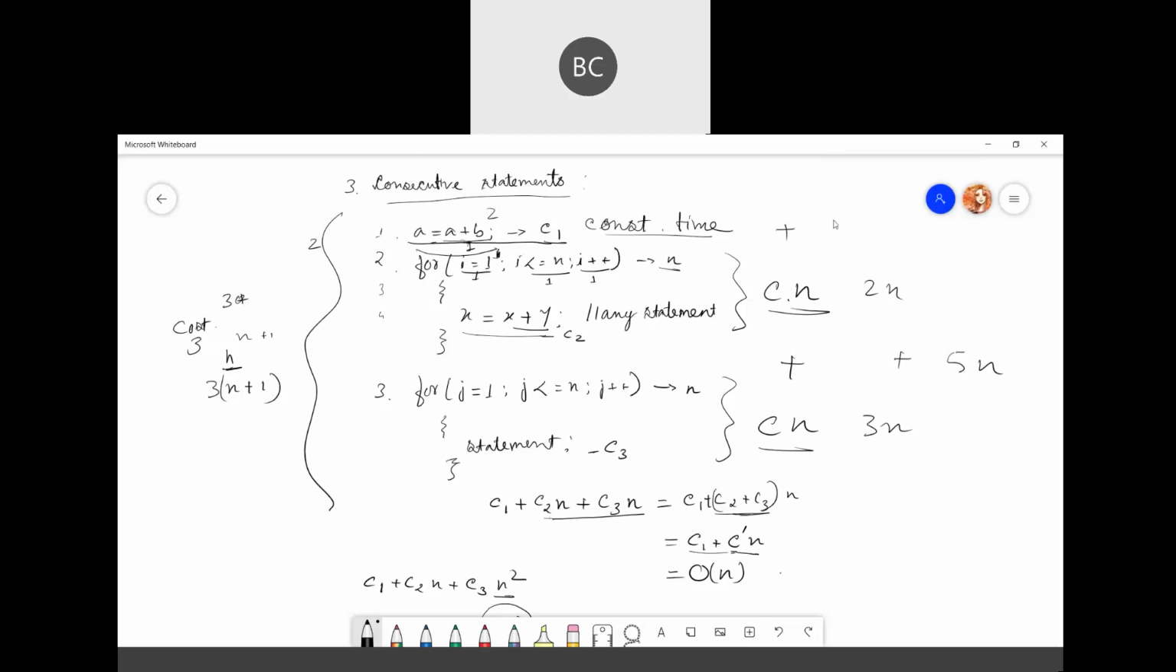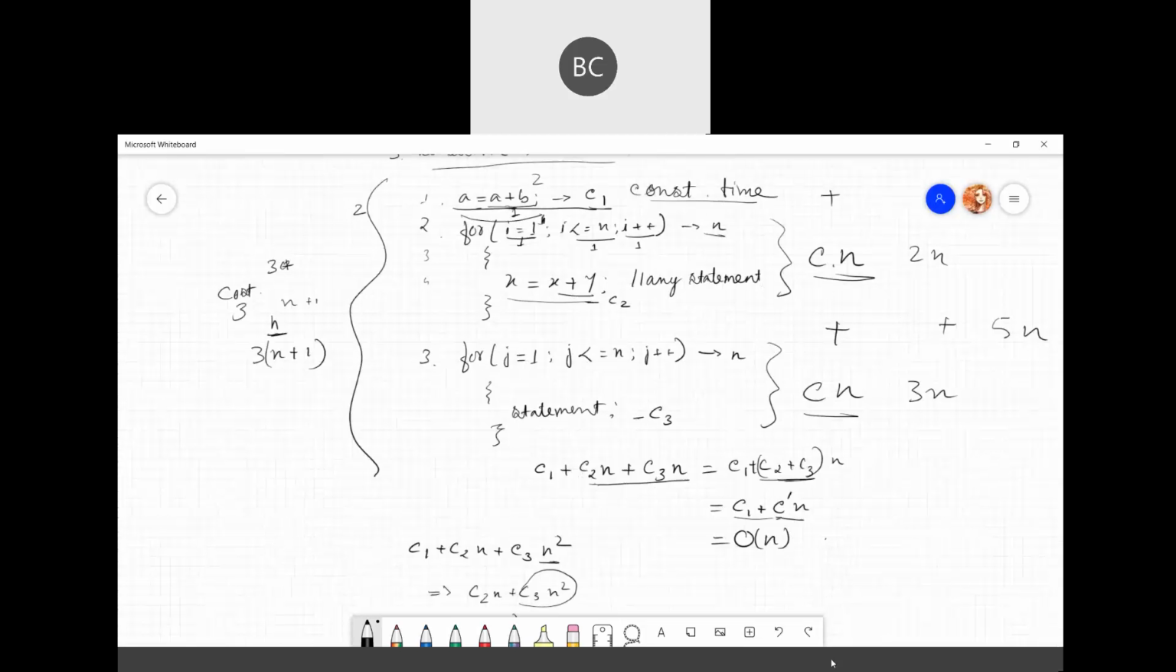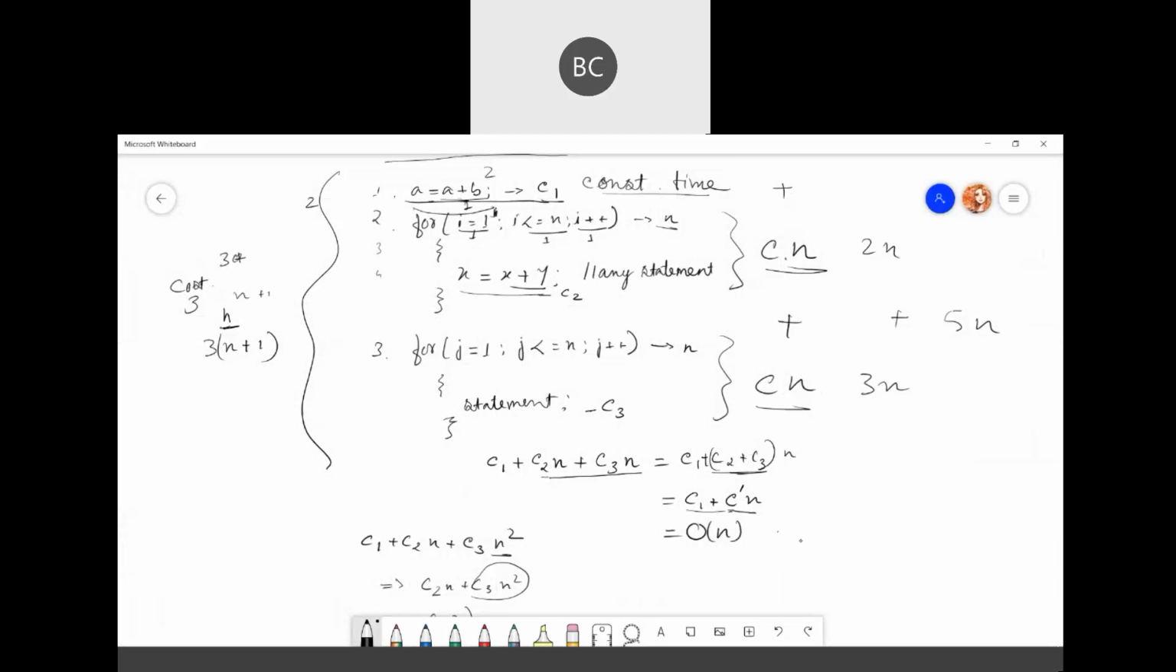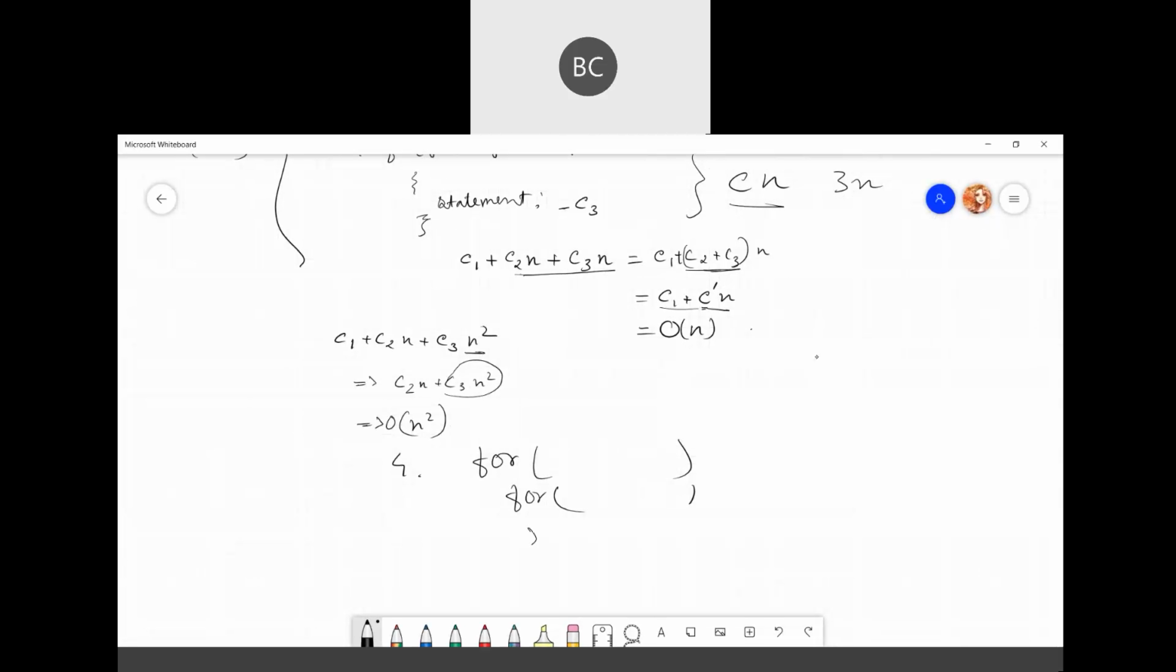In a nested for loop, since there are inner and outer loops, we multiply. For any nested loop, the time complexity is O(n) square. So in your program, after all these, if there is a nested for loop here, doesn't matter what's inside. The moment I see a nested for loop, I'll say the complexity will be cn square.